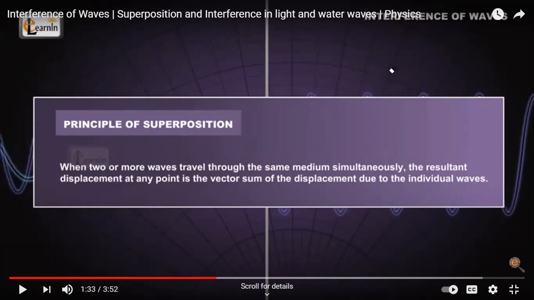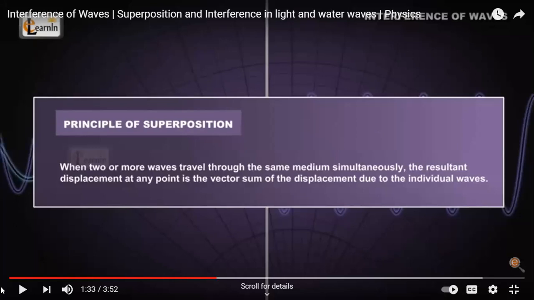Now, the resultant wave displacement is nothing but the vector sum of individual wave displacements. అంటే ఇండివిజువల్ వేవ్ డిస్ప్లేస్మెంట్స్ ఏవైతే ఉన్నాయో వాటన్నింటినీ మీరు యాడ్ చేసి చూస్తే రిజల్టెంట్ వేవ్ యొక్క డిస్ప్లేస్మెంట్ ఎంత అని తెలుస్తుంది. This is the case with two sources.